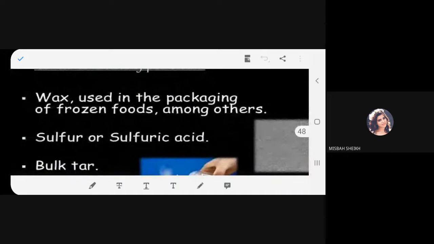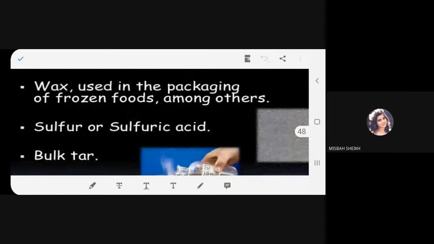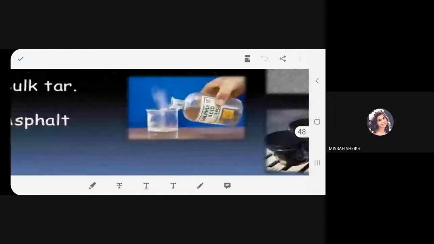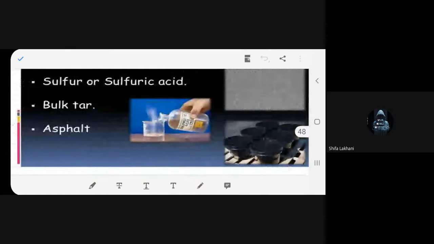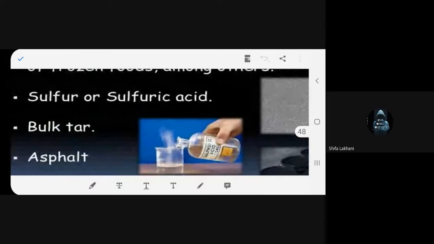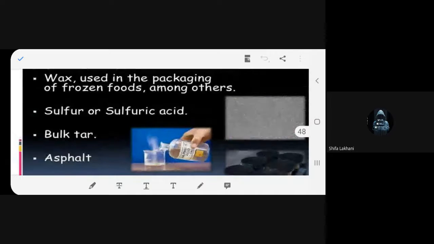What is wax? Whenever there is frozen food, it is waxed. That means a covering of wax is done for the frozen food. Then we have sulfuric acid. Yes, it's very dangerous. Then bulk tar. What is bulk tar? It's a type of coal tar only. Then asphalt. It's a chemical. So all these things you obtain from refining of crude petroleum.